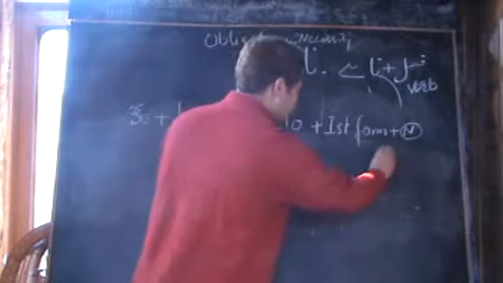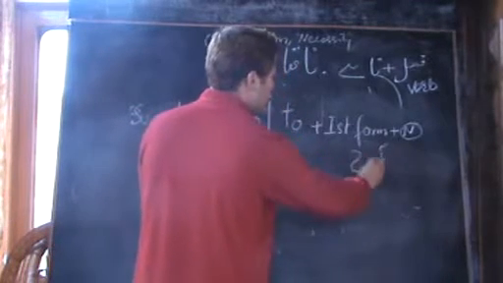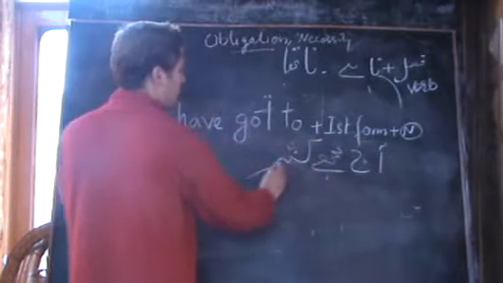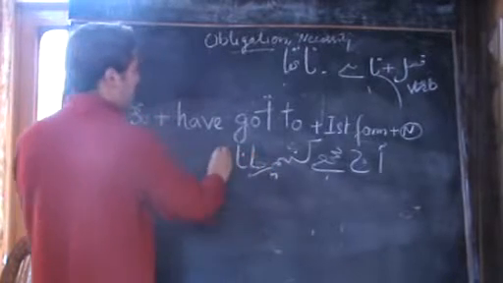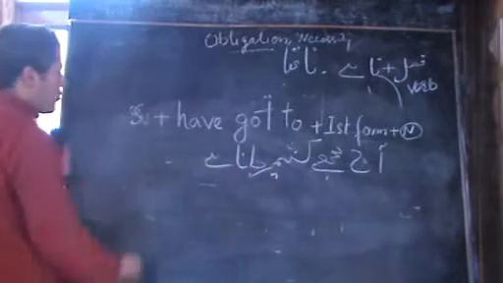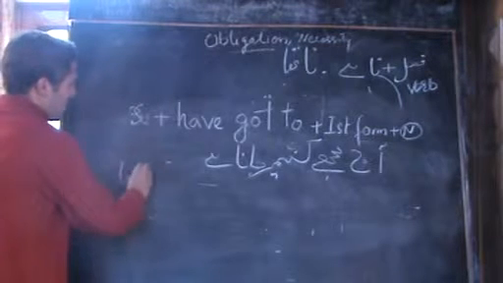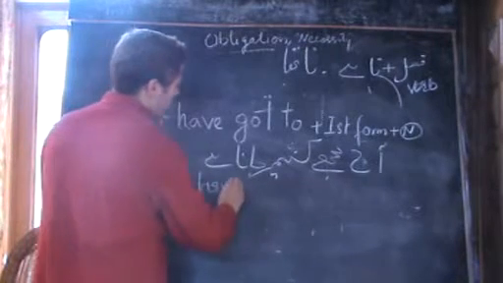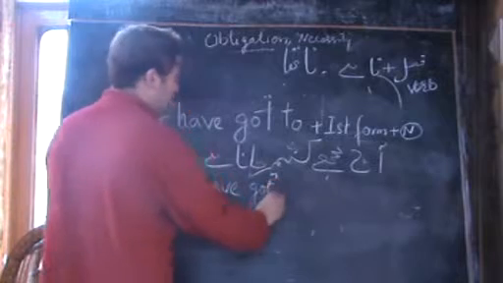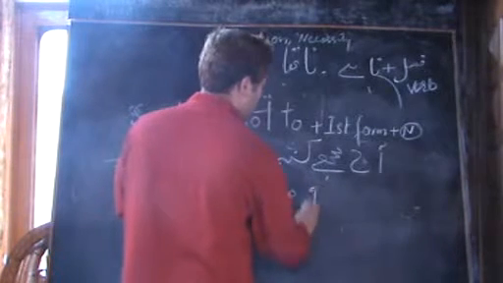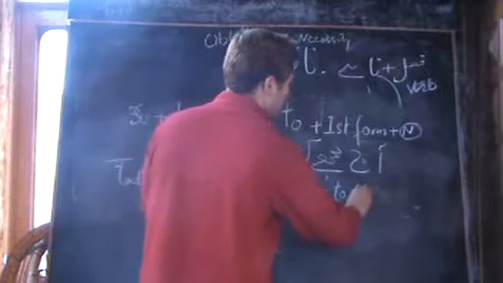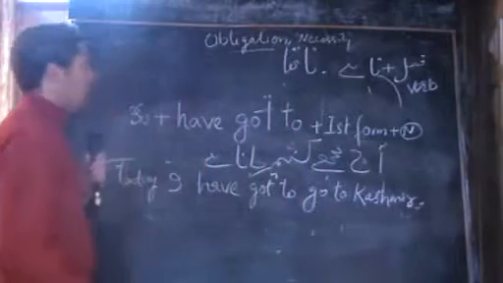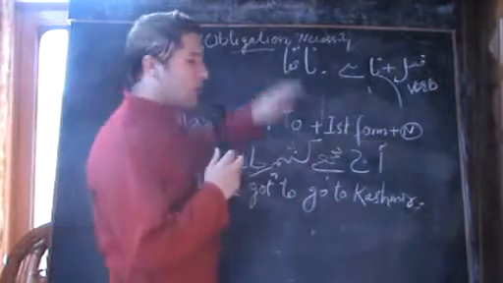I will write here the same sentence which we did. Aaj mujhe Kashmir jana hai. So na hai is at the end. So I will write here today I have got to go to Kashmir. I have got to go to Kashmir. So, dear students, in our next lecture we'll see na tha.